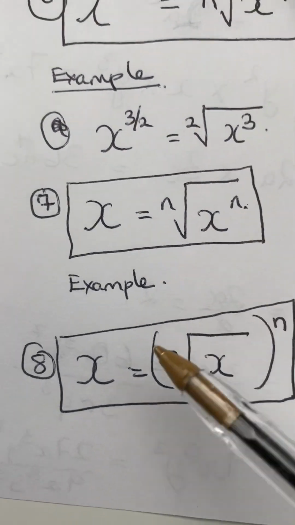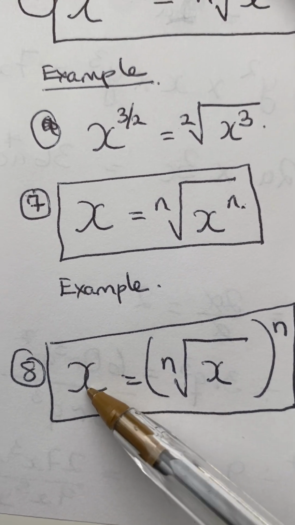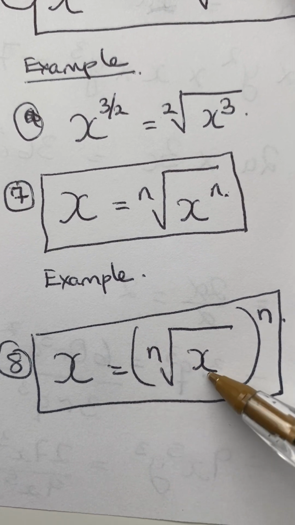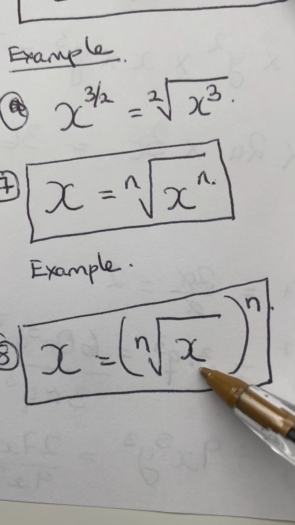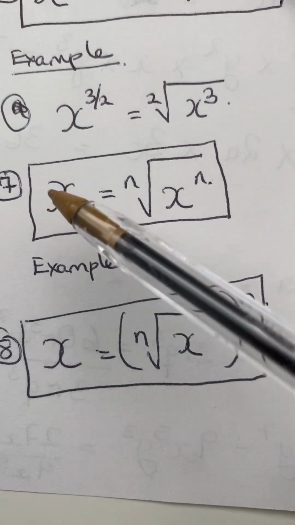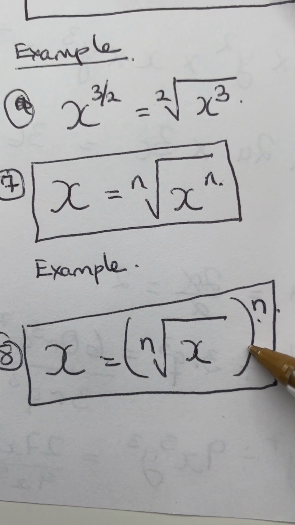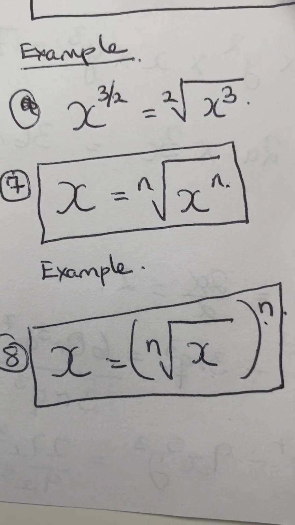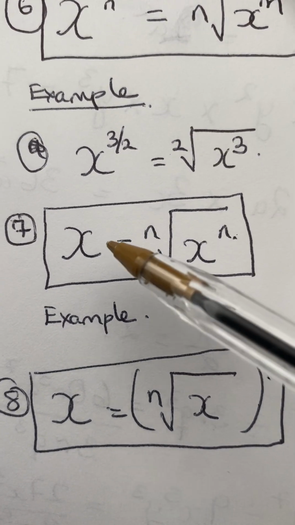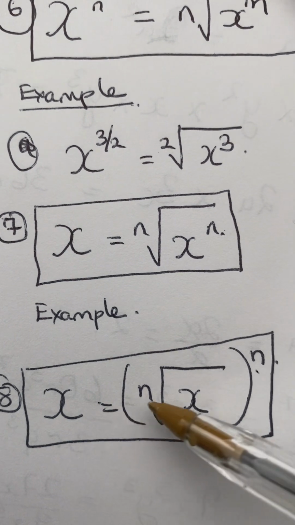Now the last one which I want you to put on your flashcard is x equals, in brackets, the nth root of x, all in brackets to the power n. Okay, so you can write x as this or as that. In maths, we do a lot of manipulations to get to our answer. So write this on your flashcard, and write this on your flashcard.